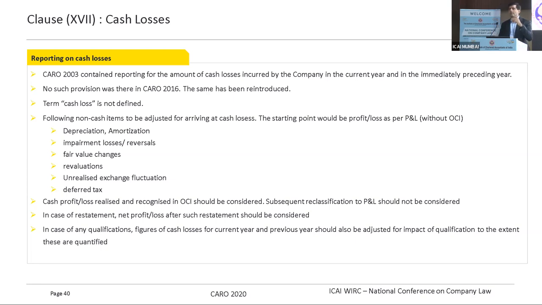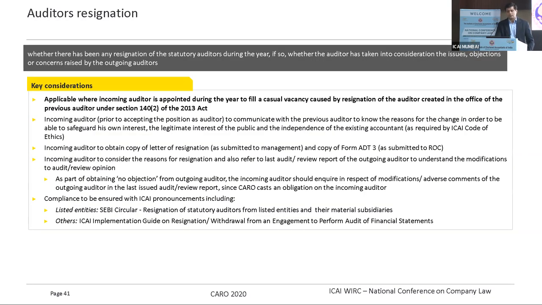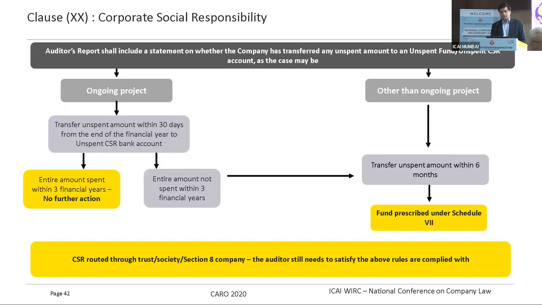So foreign exchange gain, to the extent it's realized, it's out, but anything which is unrealized is added back. Deferred tax, because again, it's a book item. So the deferred tax is added back. And based on that, you arrive at cash loss. Now, anything which is parked in OCI also will have to be considered, right? Based on that, if the company has incurred cash loss, the reporting requirement will kick in. Auditor resignation, the reporting requirement here is factual. So I'm not spending time on that.